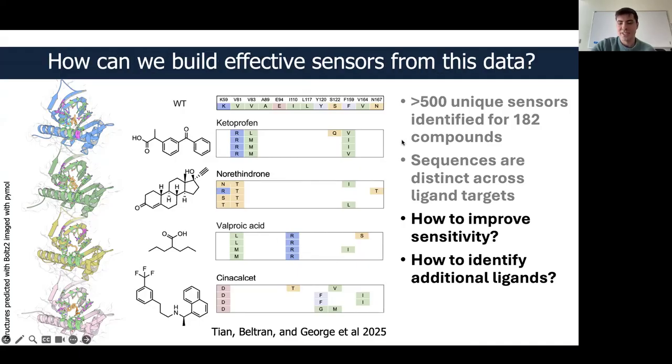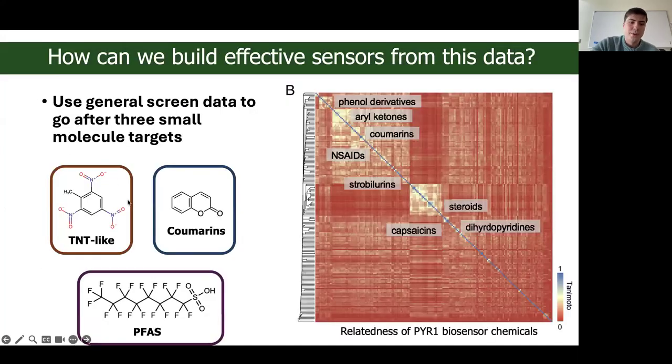Effectively, how can we build effective sensors from this data? I'll talk through three examples that we used for this paper on how you can build mature libraries and improved libraries from this data. I'll talk about coumarins, TNT-like structures, and PFAS-like structures as well.